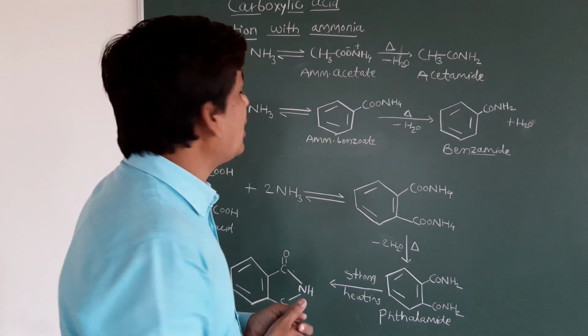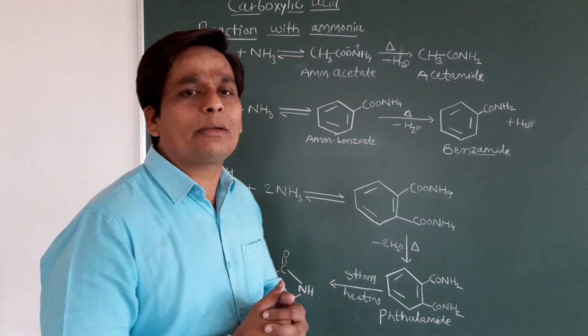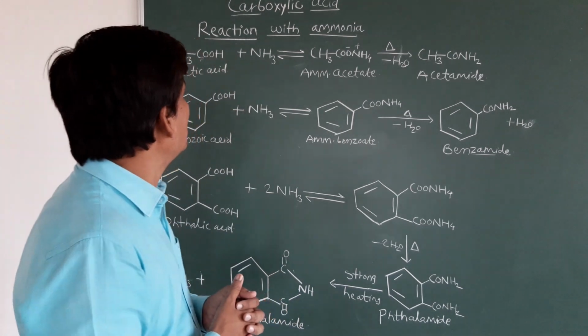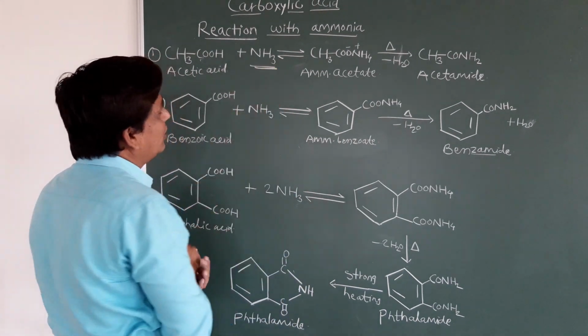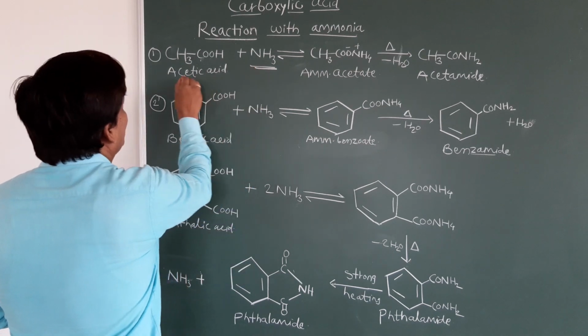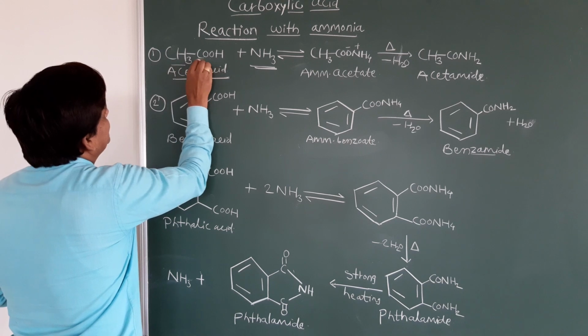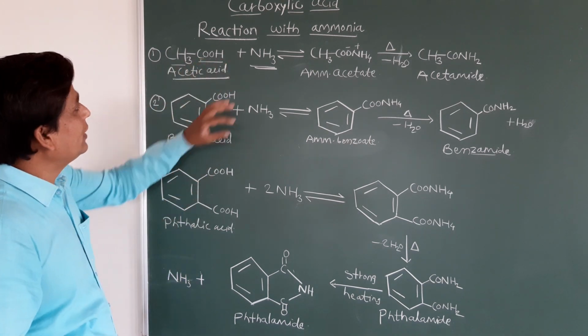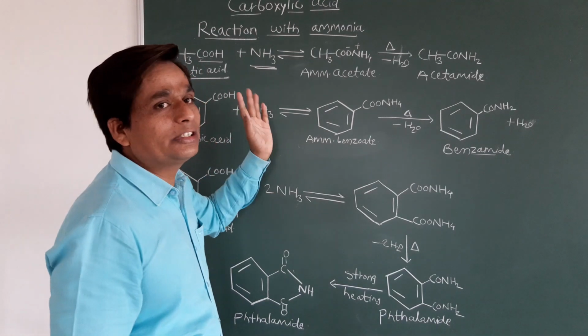So what happens when ammonia reacts with acetic acid? Acetic acid, or any carboxylic acid, reacts with an ammonia molecule. You know the structure of ammonia, NH3. When this ammonia reacts with acetic acid, CH3COOH, this is a reversible reaction, students.